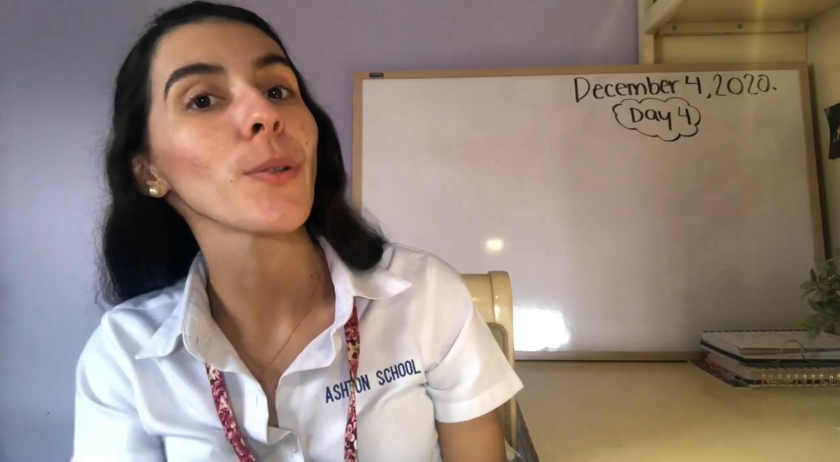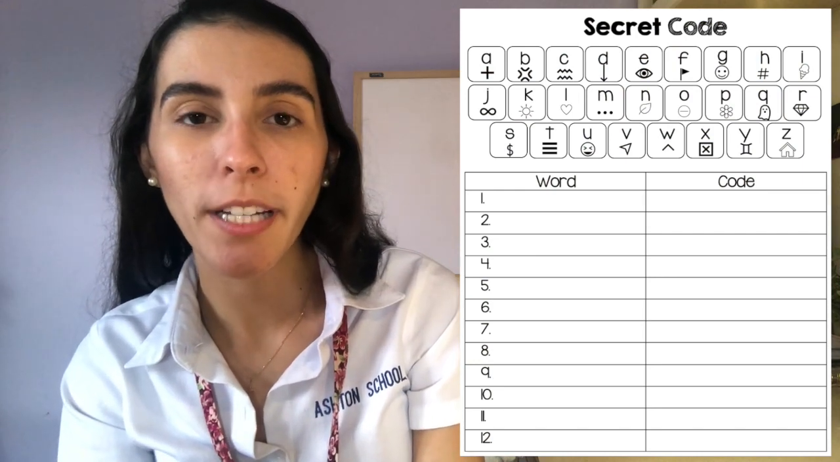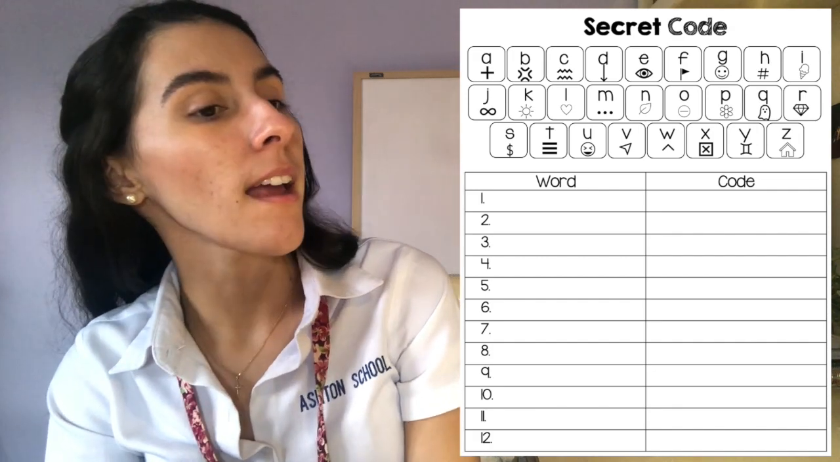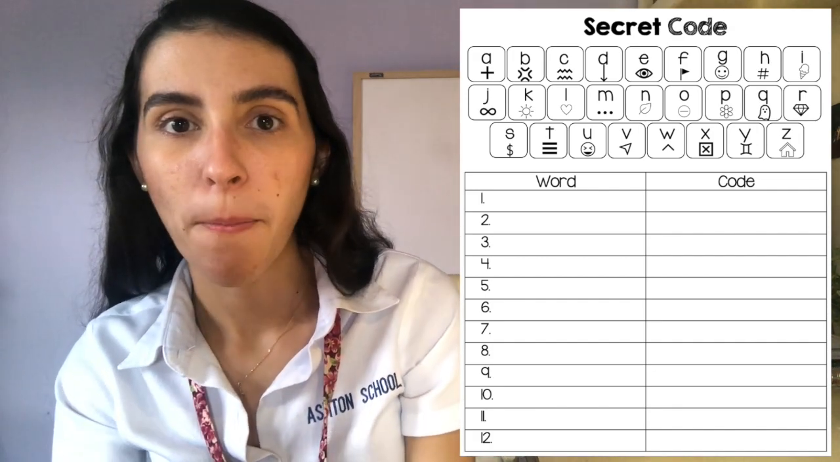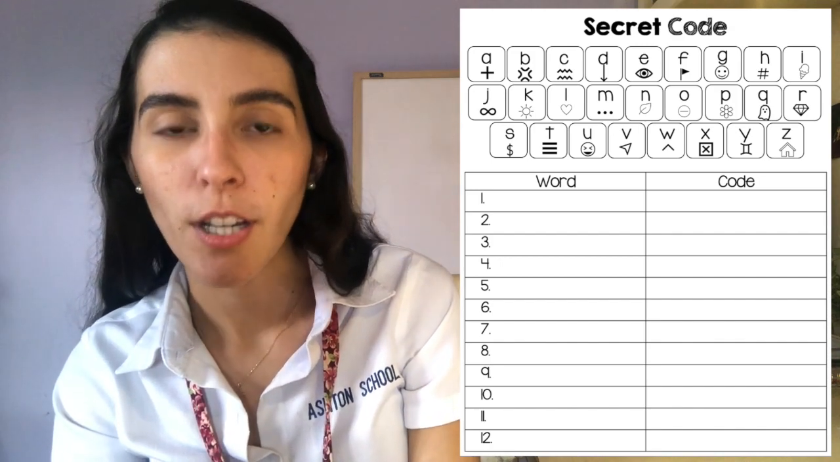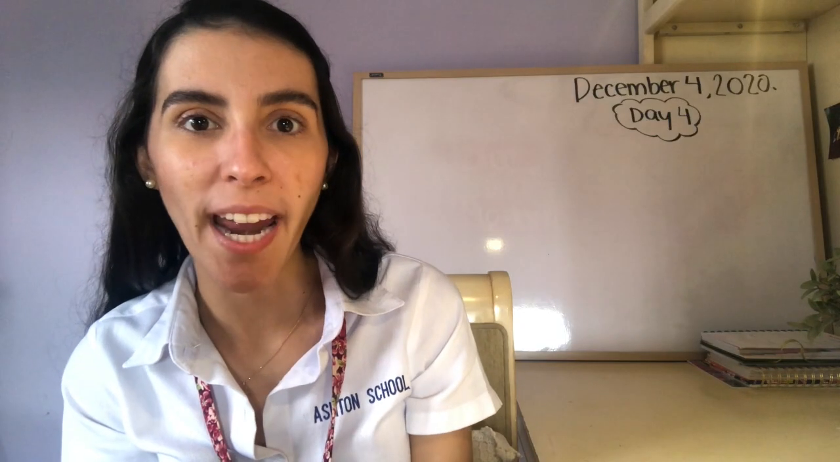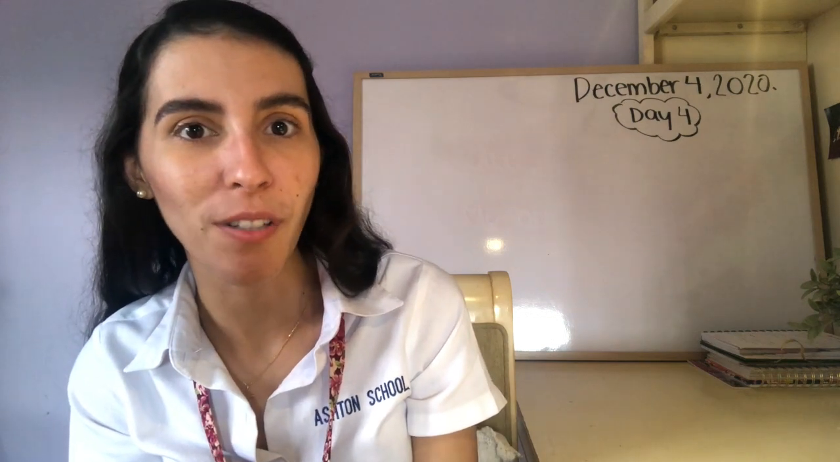Then you are going to use this other worksheet, and you are going to try to use the code that you are given on the top. So notice that every letter has a symbol for it. You are going to use those symbols to spell out your spelling words. Here's an example of how I used the symbols to write out a secret code. Notice that I spelled out the words, "You are great." That is what you are going to do with your spelling words. Use the symbols to spell them out. It'll be a fun way to tackle your troublemaker words.